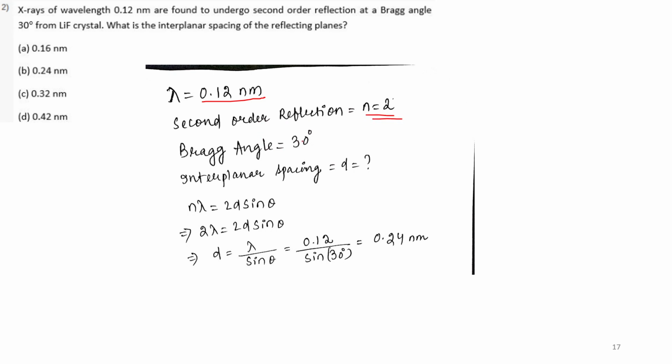Now the Bragg angle is 30 degree, and the interplanar spacing d we have to find. For that we know Bragg's formula, n lambda is equal to 2d sine theta. From there we calculate the d value, it will be n lambda divided by 2 sine theta. Here the angle is 30 degrees, substitute sine 30 and 0.12, then we get the answer 0.24 nanometer.